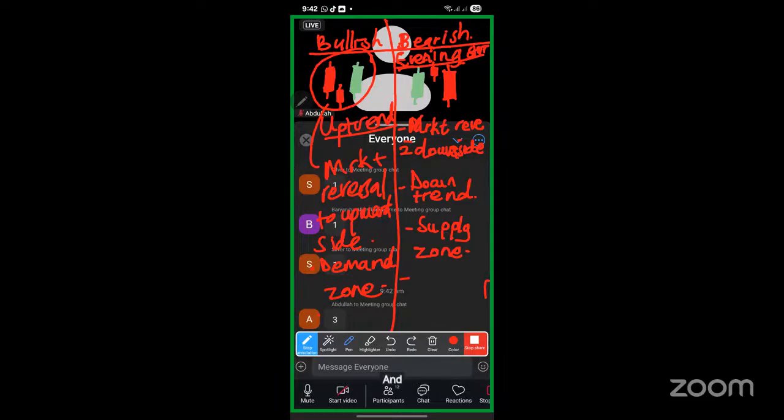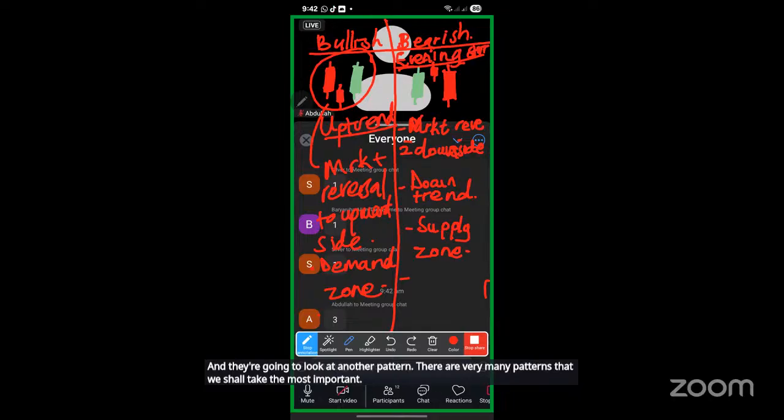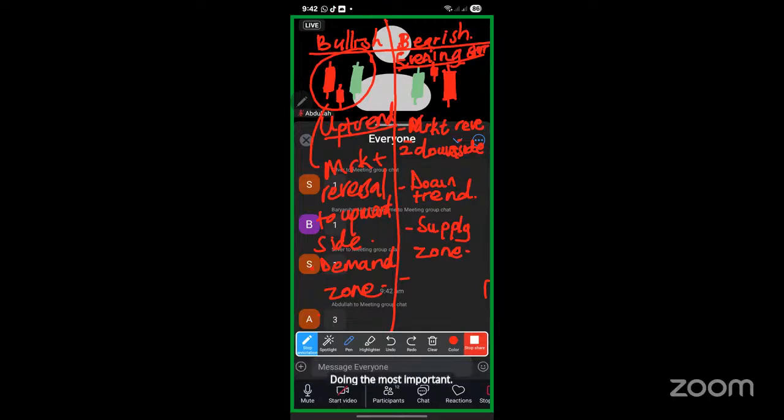And you're going to look at another pattern. There are very many patterns, but we shall take the most important. I've given them in the order of their opposites: bullish engulfing, bearish engulfing; bullish inside bar, bearish inside bar; dragonfly doji, gravestone doji. You understand? So that we have put it like that. So let me hope this one is put into your book.